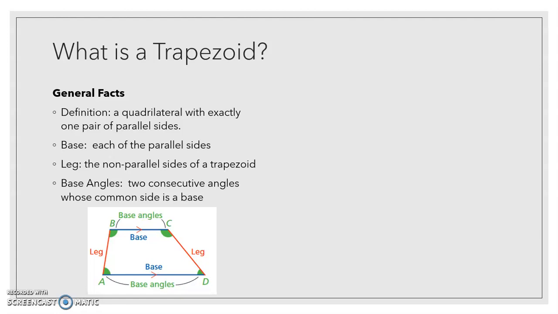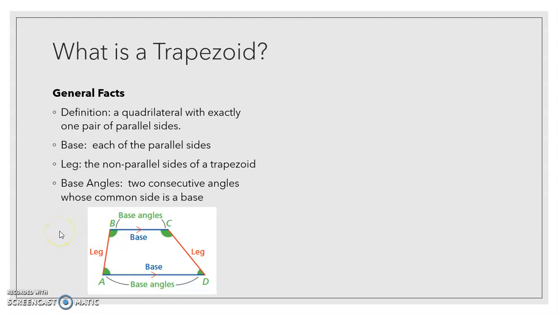Okay, the first thing is our definition. It's a quadrilateral with exactly one pair of parallel sides. Now remember, if there are two pairs, that turns it into a parallelogram. So we only have one pair of parallel sides. That's going to be this blue line right here and this blue line down here. And notice that the two red lines that make up the other two sides are not parallel.